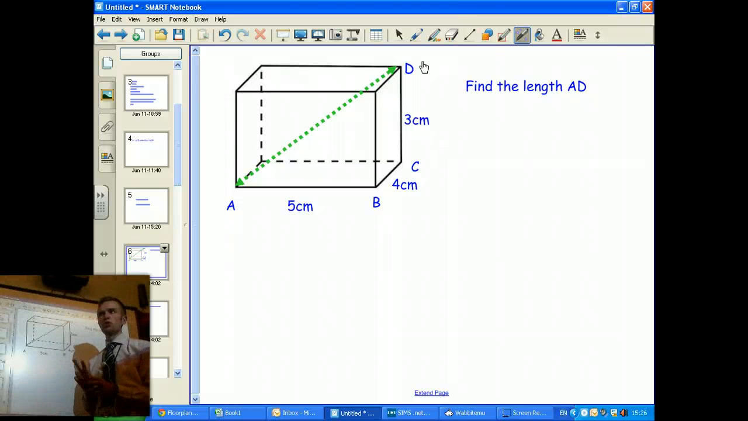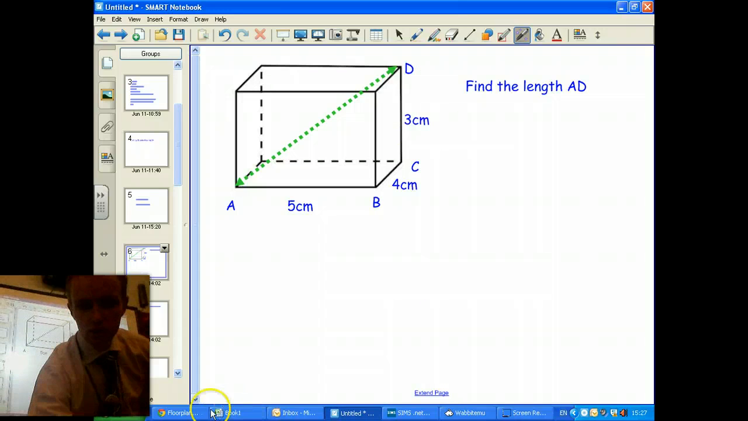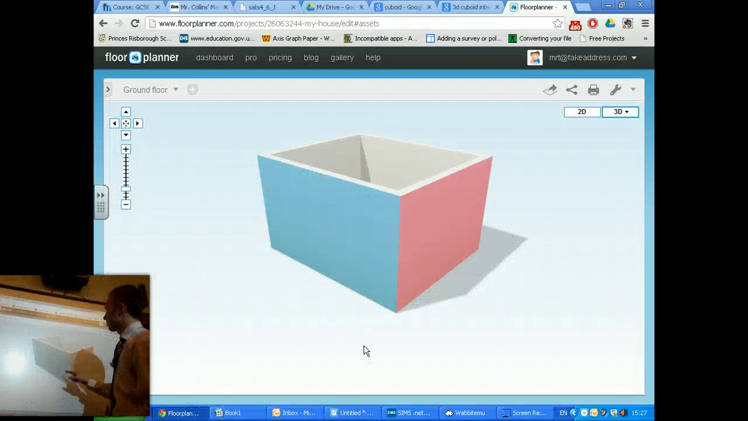You've kind of got to do two Pythagorean triangles, and the hardest thing is actually visualizing what you're trying to find here. You're going from one bottom corner to the top corner of a room. And I will show you on here, which should help you visualize what's going on.